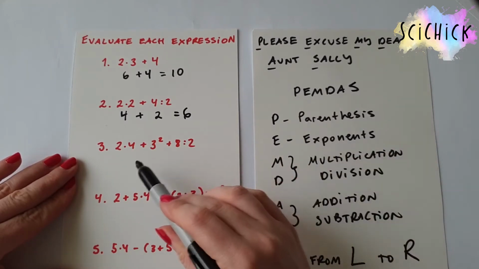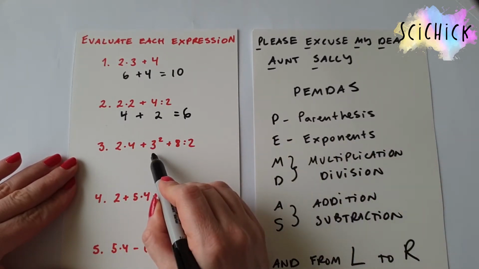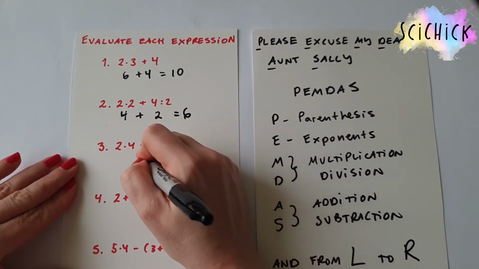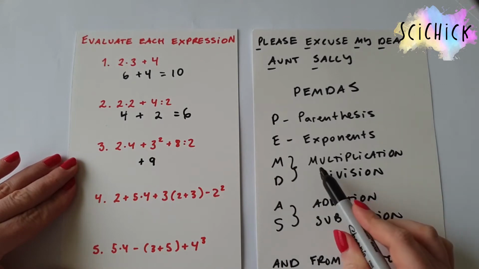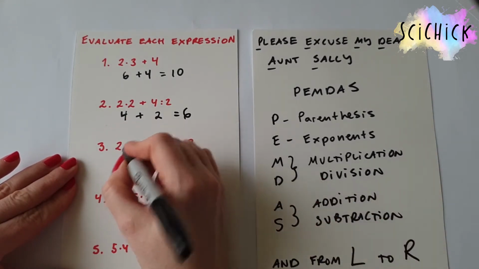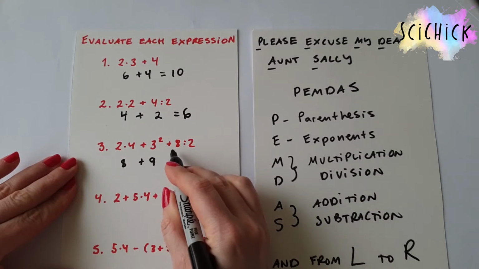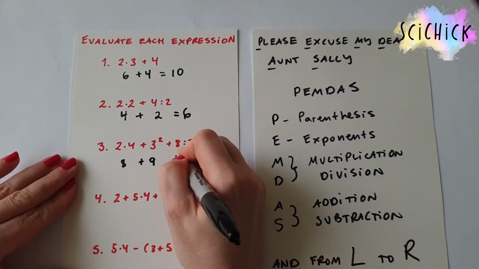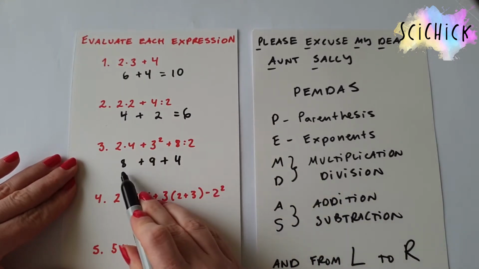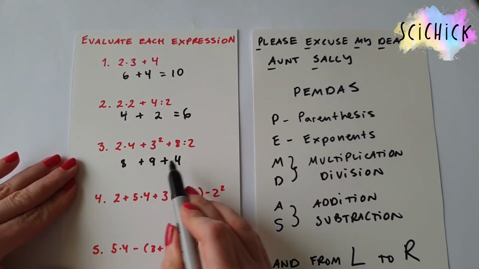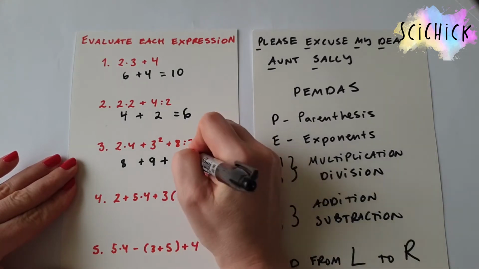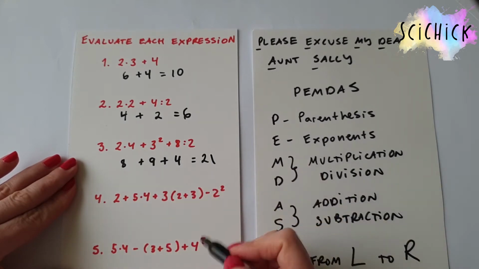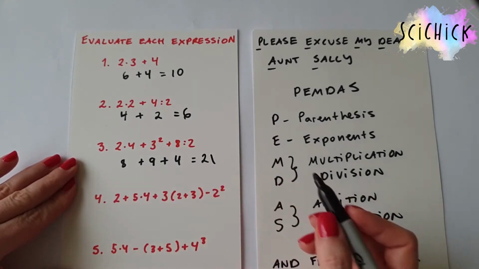Okay. Next one. Again, parentheses? No. Exponents? Yes. What is 3 squared? It's 9. Okay. And I continue. Multiplication. Yes, here. 2 times 4 is 8. Plus 8 divided by 2, because division is next. That's 4. So I have 8 plus 9, 17, plus 4, which is 21. 9 plus 8 plus 4 is 21, yes?